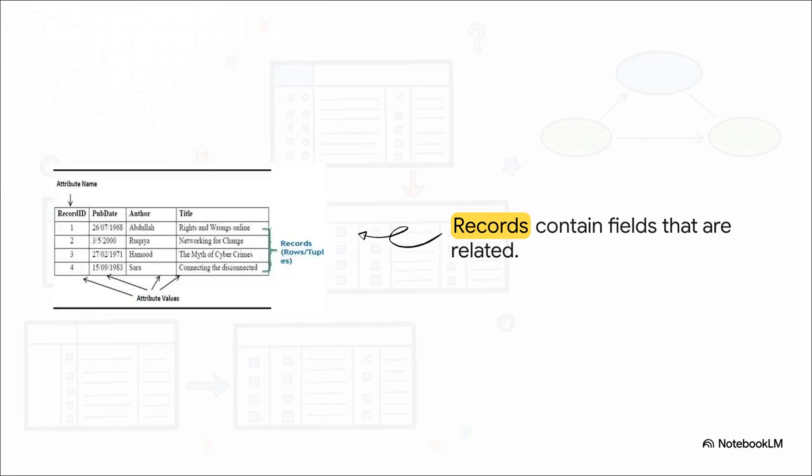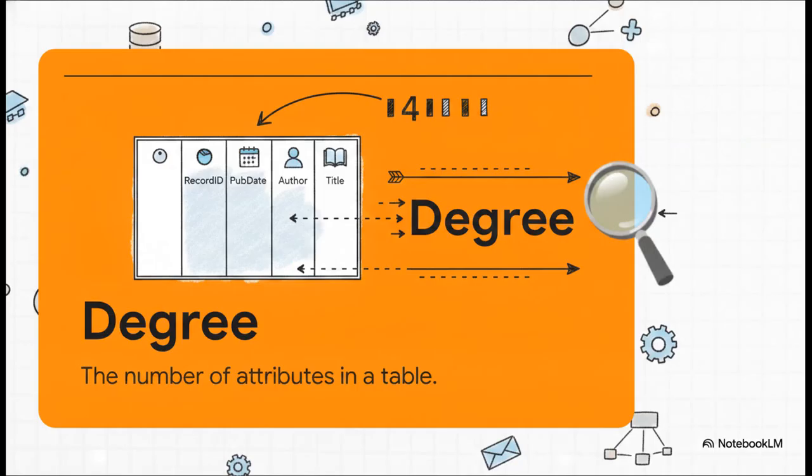Okay, let's shift our focus horizontally for a second, to the rows, or, remember our fancy word, the records or tuples. While columns dictate the category, a single record neatly packages a specific set of attributes together for one distinct entity. For example, record ID 1 relates the publication date of July 26, 1968, the author Abdullah, and the title Rights and Wrongs Online. All those completely separate fields are logically related to one another to describe one single unified book. Make sense?